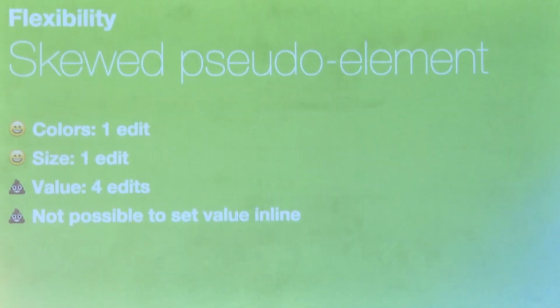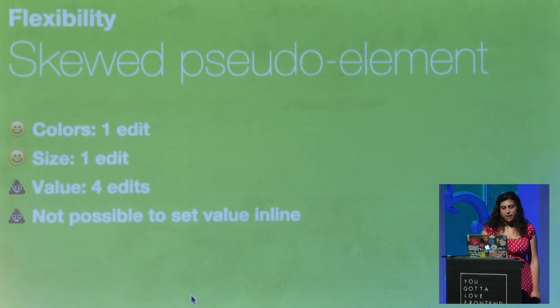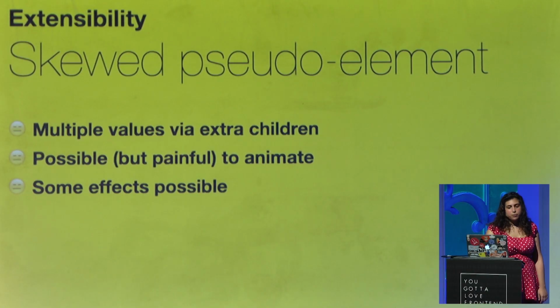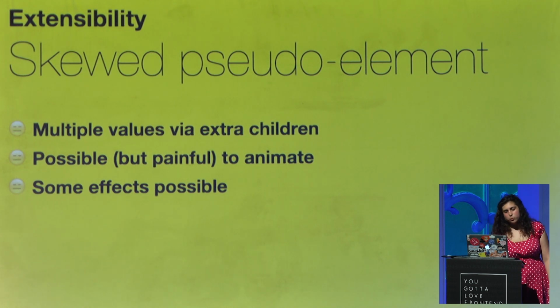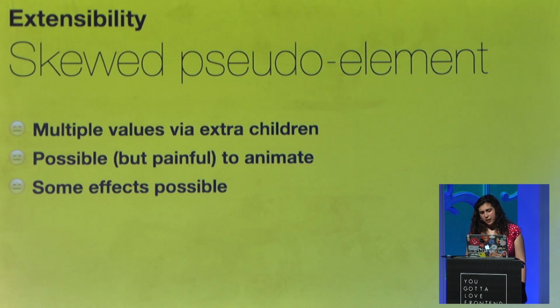So let's just say we can't actually set the value inline. Is it extensible? Well, you could have children instead of pseudo-elements and have multiple segments via that. You could make it even more hacky to have multiple segments. It's not pretty, but it will work. It's possible to animate, but it's painful.